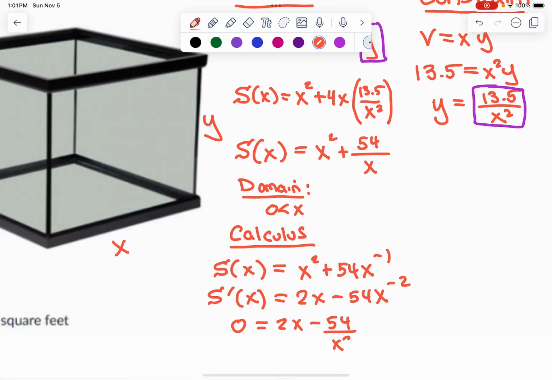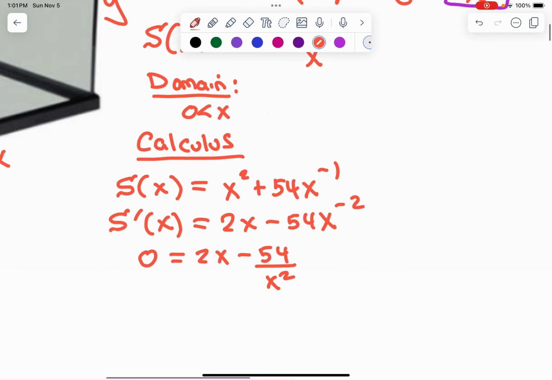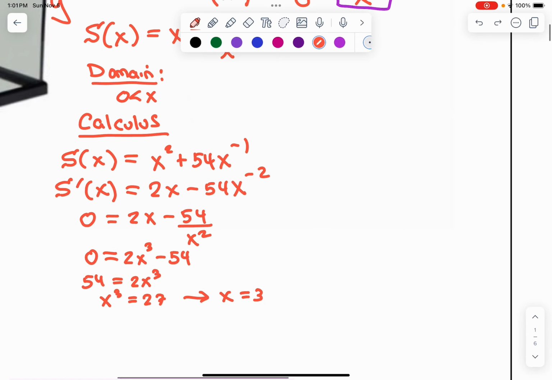I think I'll switch to this. Okay, so actually, multiplying both sides by x squared, you get 0 equals 2x cubed minus 54, which means that 54 is equal to 2x cubed, or that x cubed is equal to 27, which implies x is equal to 3. Actually, I shouldn't circle right away. Okay, so there's a critical point. Now we're sure the derivative is 0 there.